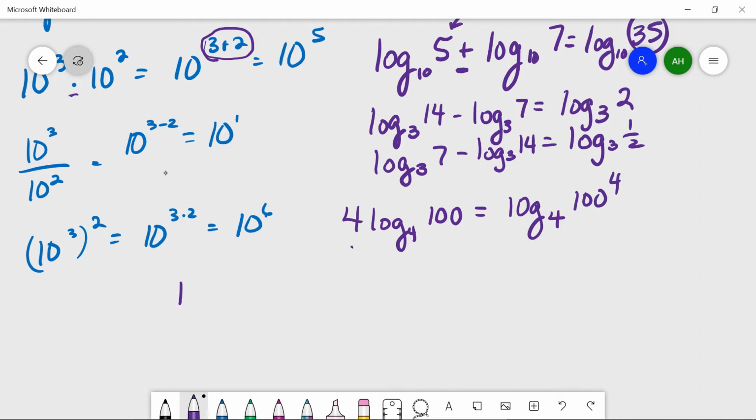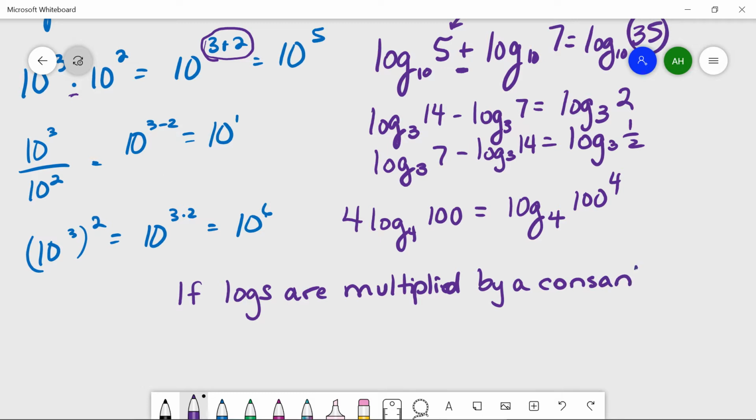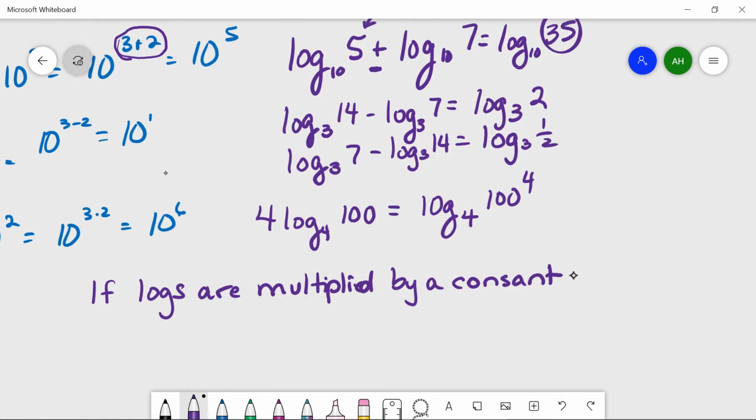All right, if I have x, well, I'll hold on to that for just a second. Let's look at this. So here's the deal. If logs are multiplied by a constant or variable, which that 4, that's going to be the constant, or a variable.